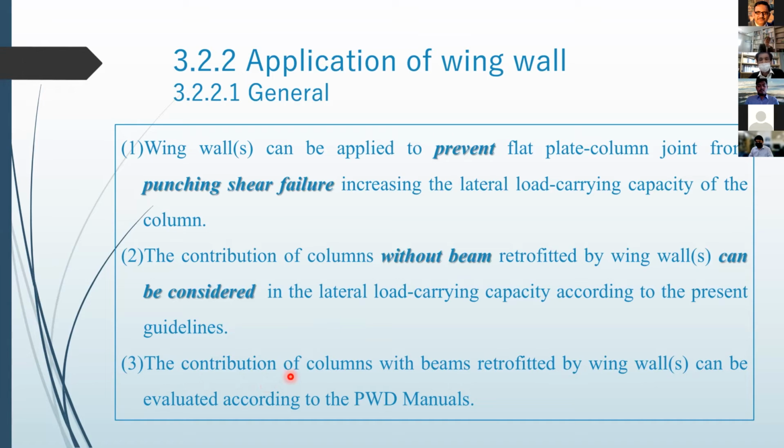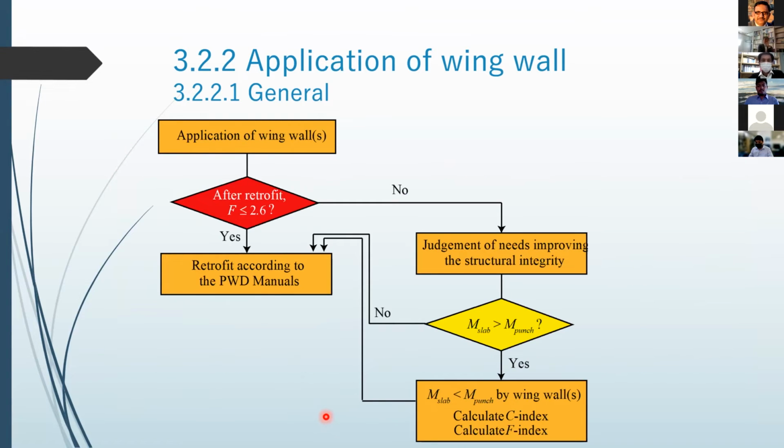And the contribution of columns with beams retrofitted by wing wall is almost the same as a usual moment resisting frame, so it can be evaluated according to the PWD manuals. Again, this is the flowchart of seismic retrofit. I will explain the flowchart in the case of wing wall installation.